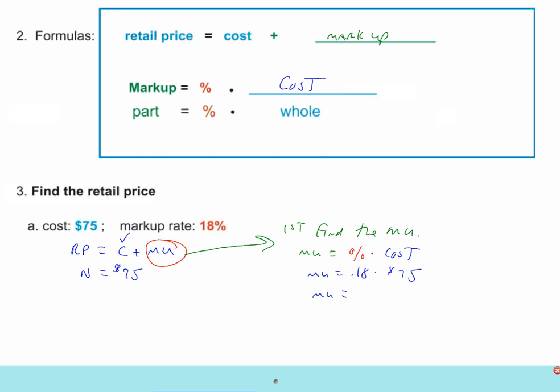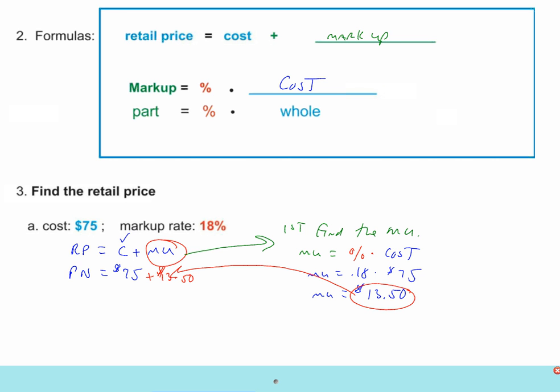And Christina, what do you got? Great. So Christina read it as money, which she should have, right? Instead of saying 13.5, she told me $13.50. Now that we have this, we can stick it in for the markup. Now we're ready to finish getting the retail price.